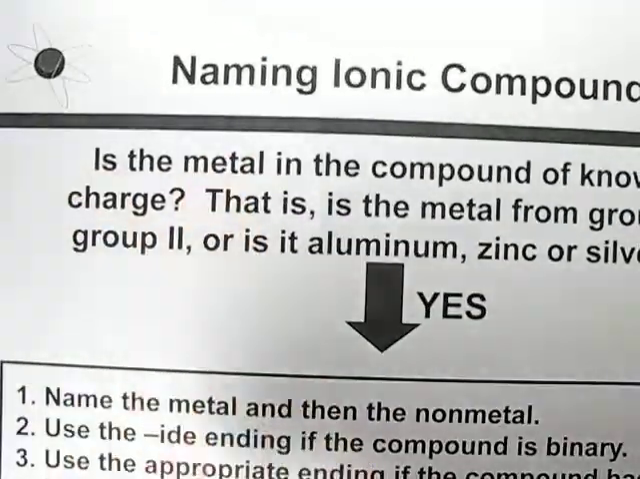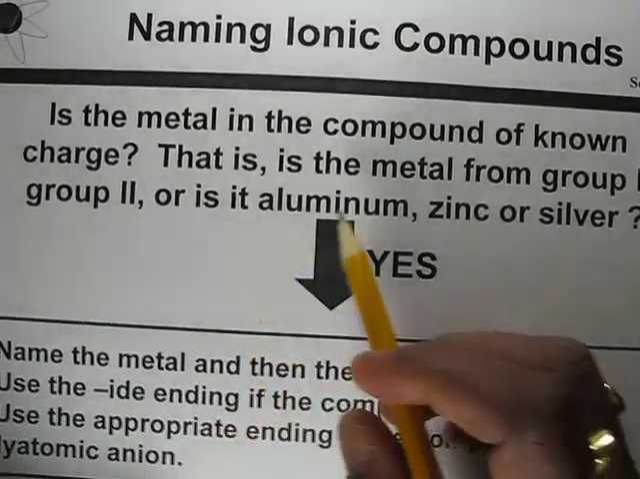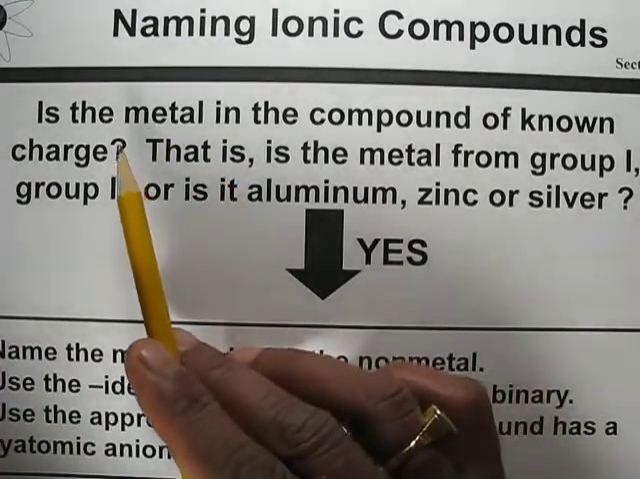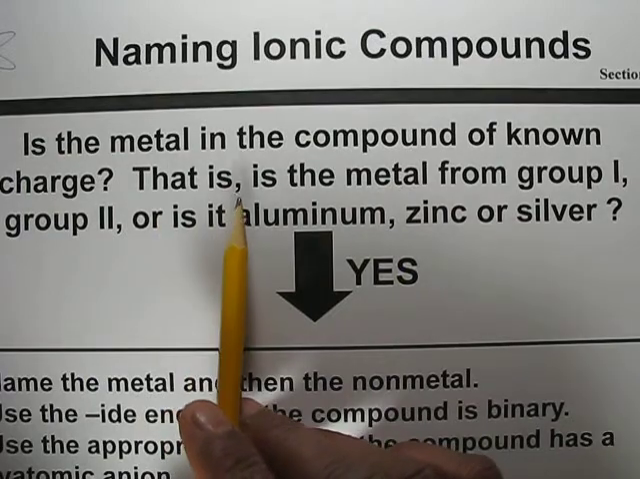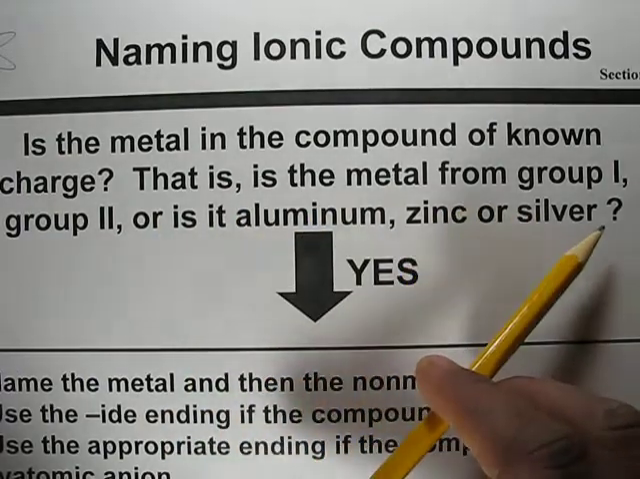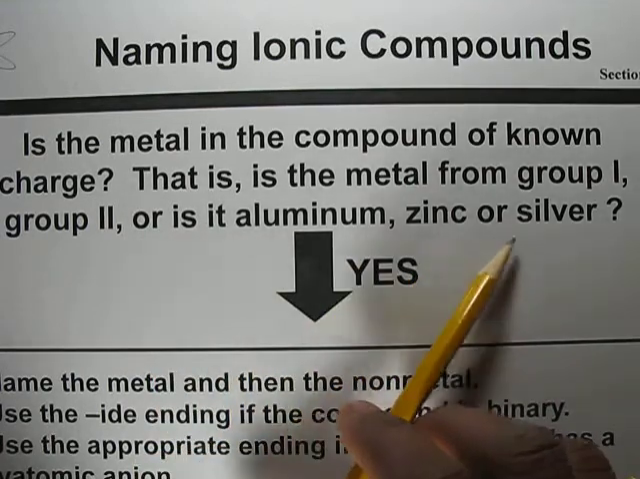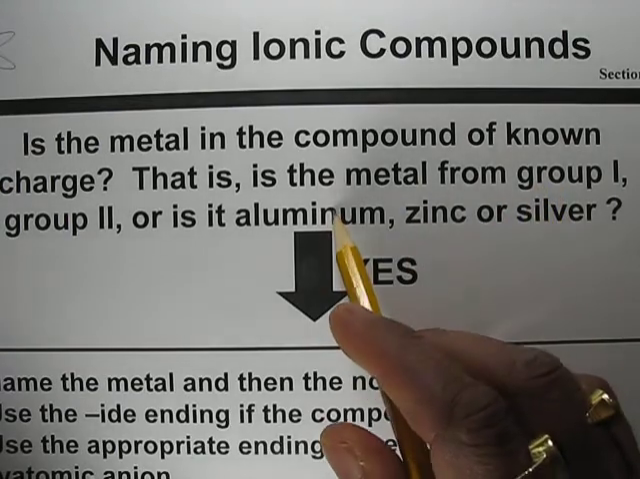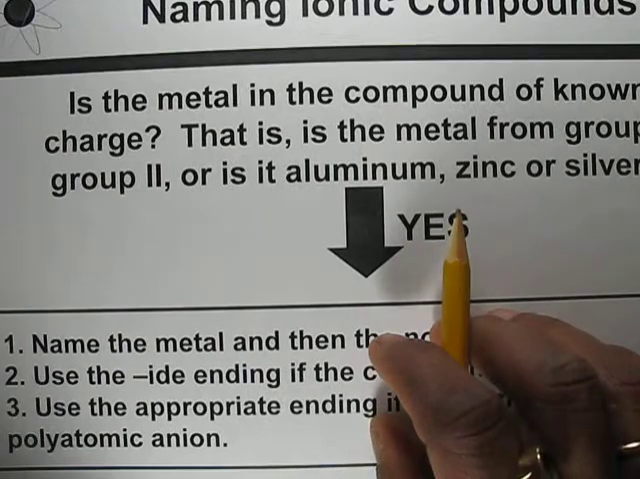Now we have to understand the naming of these ionic compounds. So how will we name them? First you have to find out: is the metal in the compound of known charge, that is, is the metal from group 1 or group 2, or is it aluminum, zinc or silver? Aluminum, zinc and silver have specific charges: aluminum 3 plus, zinc 2 plus and silver 1 plus.